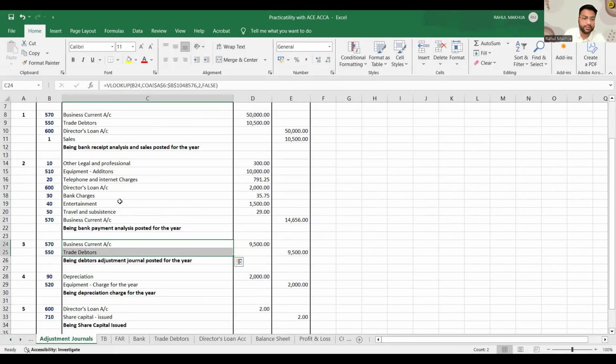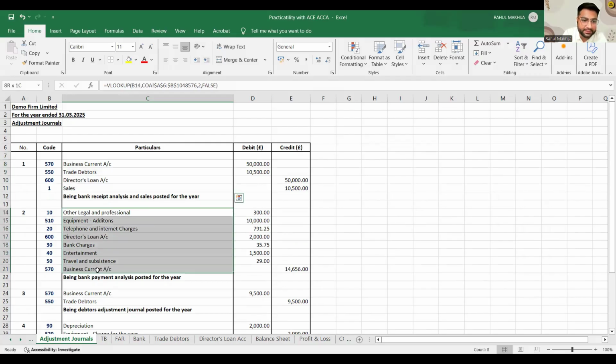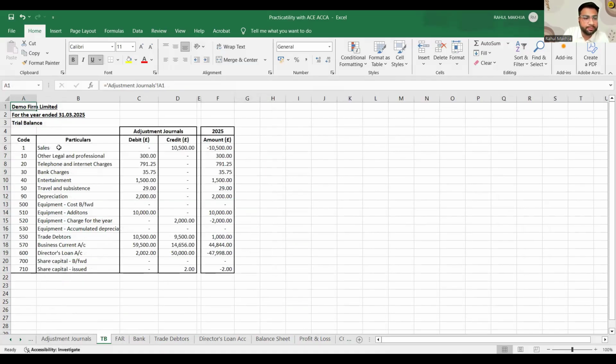Firstly, look at all the adjustment journals which we have posted for the bank only. First we have posted the bank receipt analysis, then the bank payments analysis, accordingly, as we categorized in the previous steps of bank receipts and bank payments. Later on, by posting all these adjustments, we have here the trial balance. All the debit adjustments are shown here, all the credit is shown here, and this is the trial balance for the year ended 31st March 2025, which totals zero. The trial balance total is always zero.